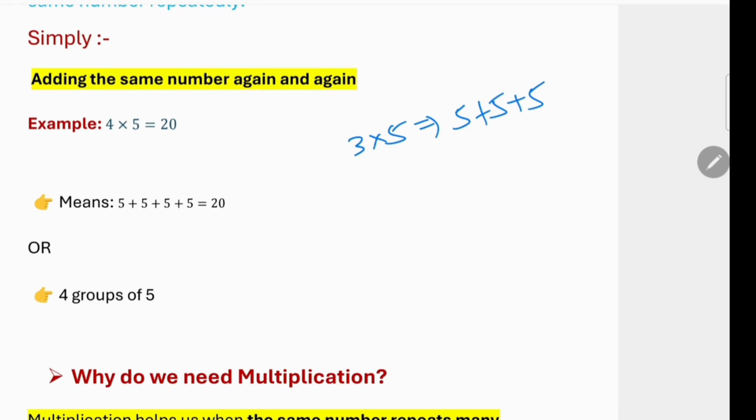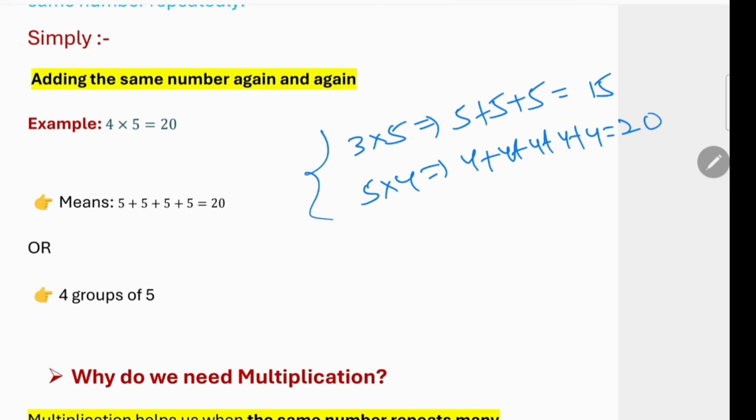That means 5, 3 times. That is equal to 15. And next one, 5 into 4. That means 4, 5 times. 4 plus 4 plus 4 plus 4 plus 4 is equal to 20. In those two examples, we underline this part.